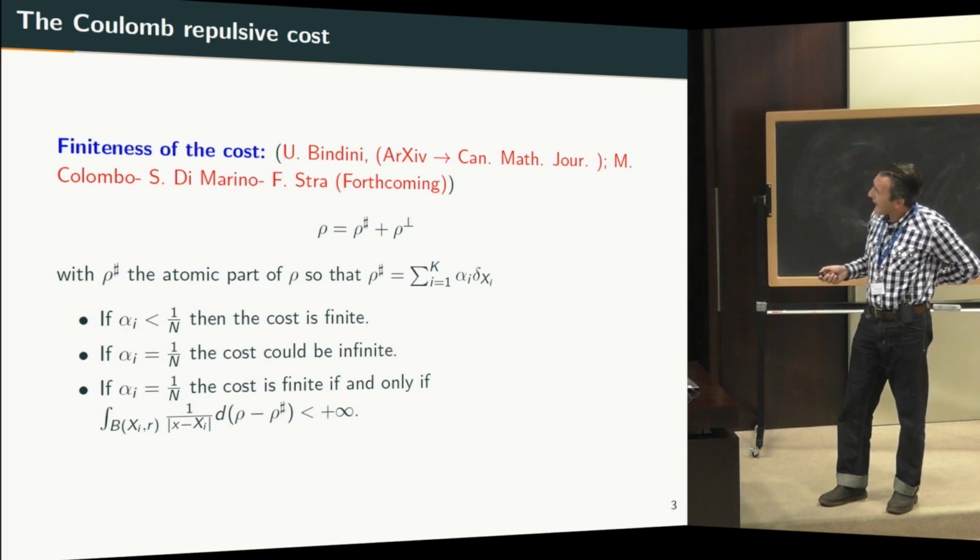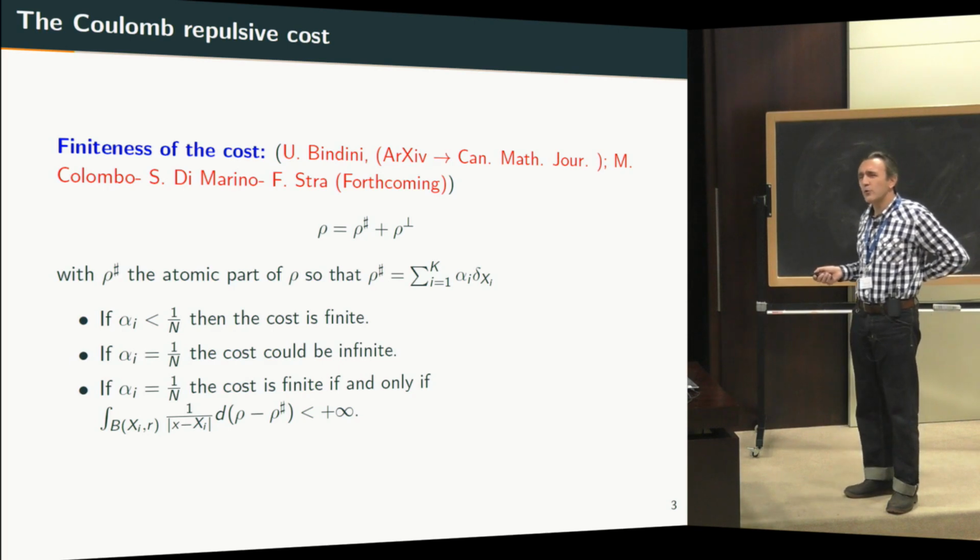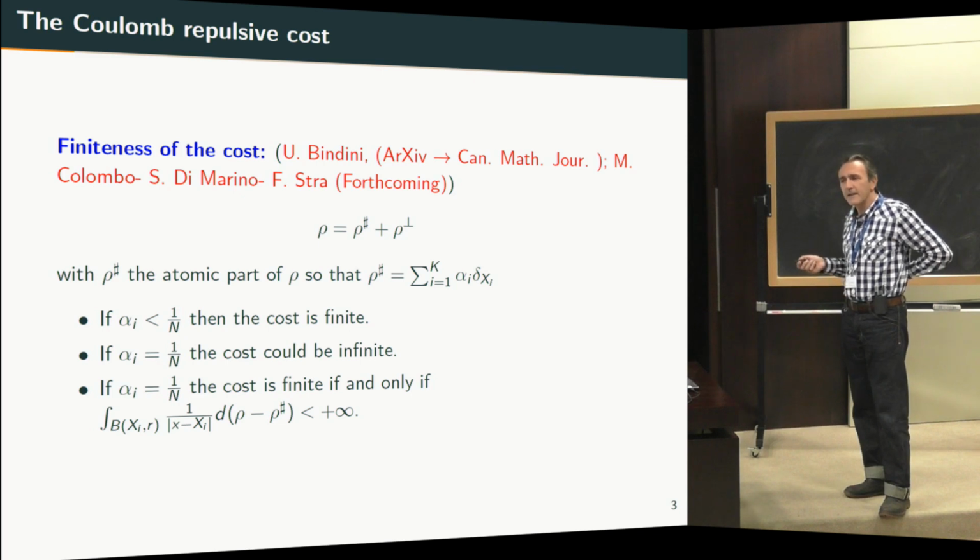So what we know is that if the atoms are smaller than 1 over n, then the cost is finite. If the atoms are equal to 1 over n, then the cost could be infinite, and there are examples in both of these papers. And in this second paper, there is a characterization: if there is an atom which has weight 1 over n, then you should look at the rest of the measure and see what happens at that point. If the rest of the measure is integrable, then it's fine. This is equivalent to the finite moment condition for the p cost in the two marginal case.